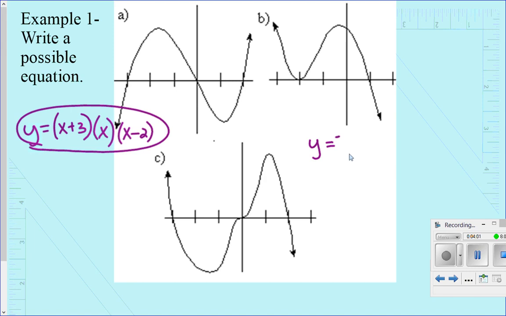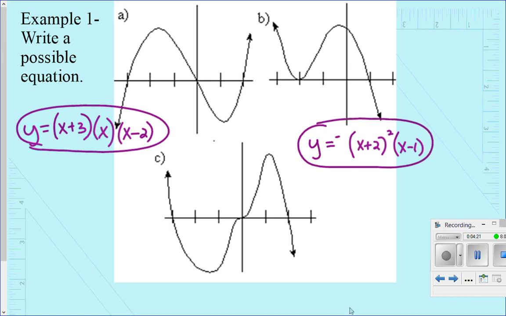So I'm going to go ahead with the equation. So I'm going to put a negative in the front because I see it's pointing down on the right. I see negative 2, so x plus 2. That's bouncing, so squared. And then I see it positive 1, so x minus 1, and that's through. And that is my possible equation.